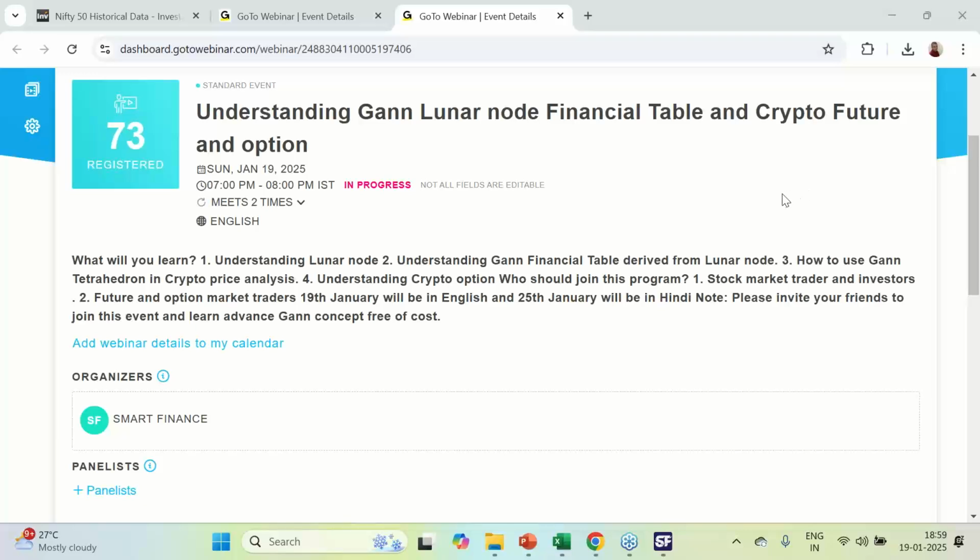Very interesting subjects I am going to describe in this particular program. The first part is we will understand the lunar node. W.D. Gann's many concepts are mystic, many concepts are difficult to understand. One of the concepts for this year which I am going to bring to your domain is Gann's financial table. This is this year's innovation on the Gann smart finance that is going to be brought.